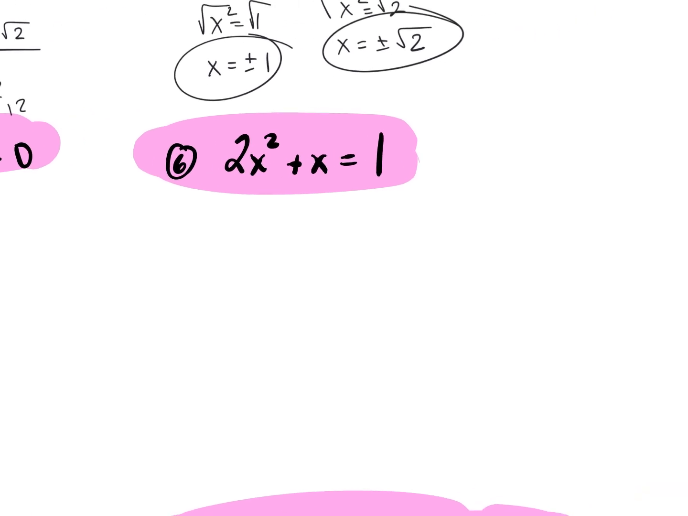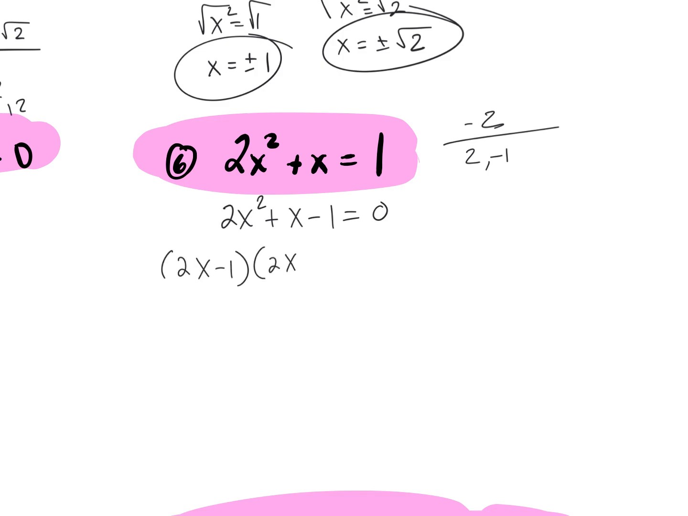All right, so for 6, the first thing I'm going to do is rewrite this equation with the 1 on the other side in order so I can factor it. Now we're looking for factors of 2 that multiply to negative 2 and add up to 1. So 2 and 1 are the only real options. And I can put a positive 2 and a negative 1. So this will become 2x minus 1 and 2x plus 2 is equal to 0.